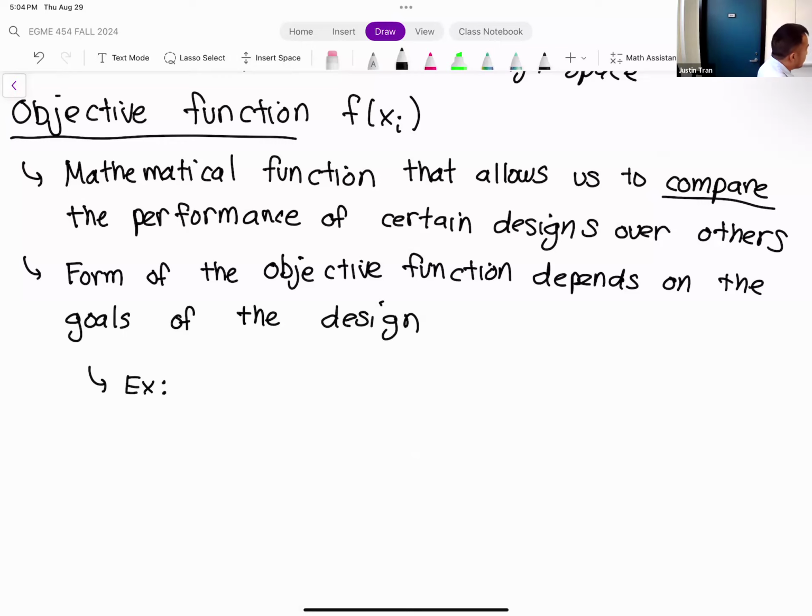All right, so let's look at some examples of common engineering goals and how we formulate them into an objective function. In fact, we've already seen one on the previous example. One very common goal in engineering design is to minimize the cost. That is almost always a design goal, a design constraint.